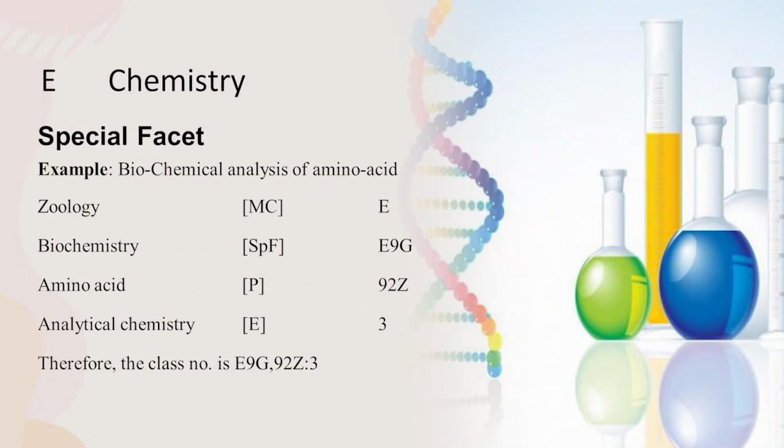Another example we are citing here is from the special facet of the main class chemistry, that is biochemical analysis of amino acid. The special facet biochemistry is denoted here by E9G. Then in the personality facet we get the notation for amino acid, that is 9 to Z, and then for analytical chemistry from the energy facet the notation is 3. Therefore, the class number will be E9G, 9 to Z, 3.